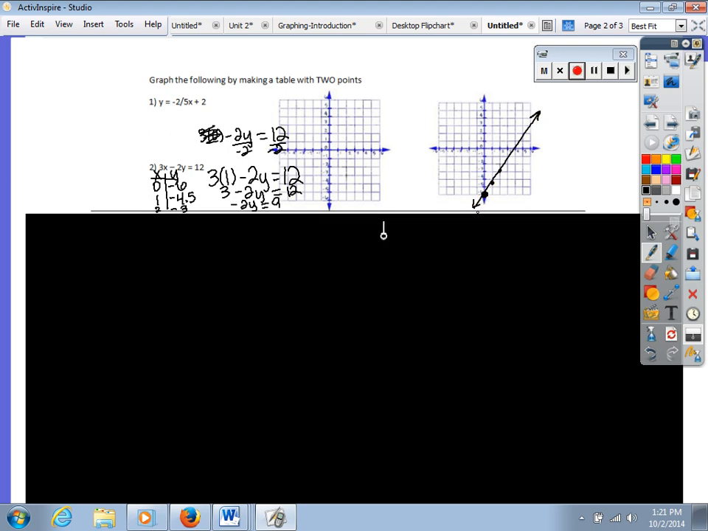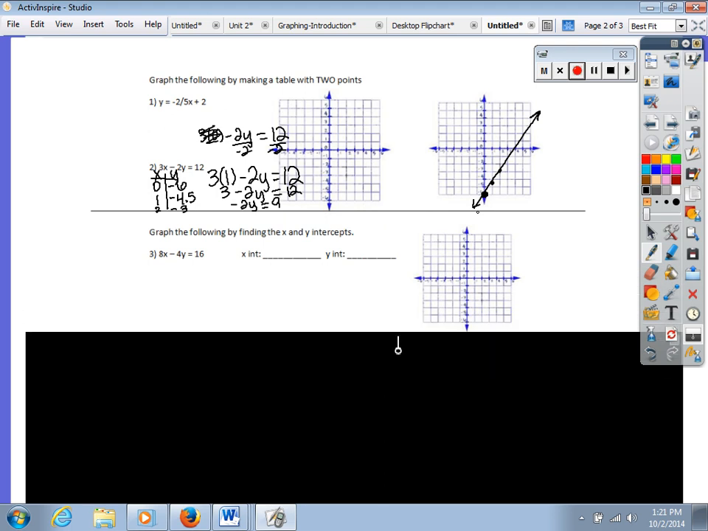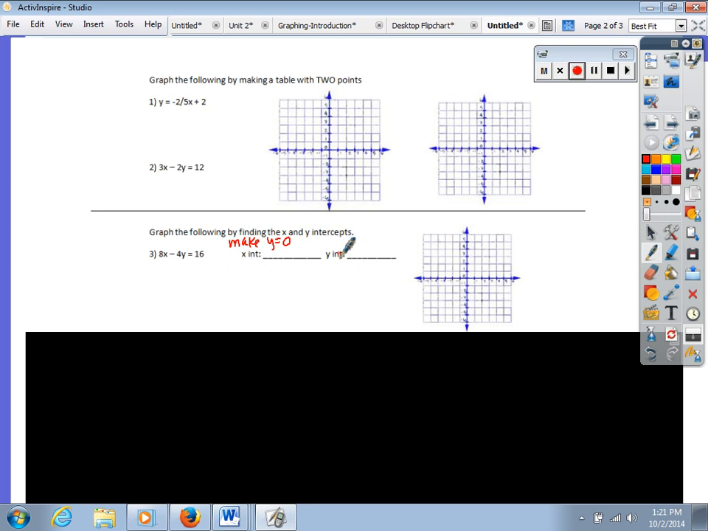Okay? All right, let's go down to look at how to graph by our next option. And the next option is to graph using the x and y intercepts. And once again, in 8th grade, we learned that in order to find the x-intercept, you make y equals 0. And then to find the y-intercept, you make x equals 0.